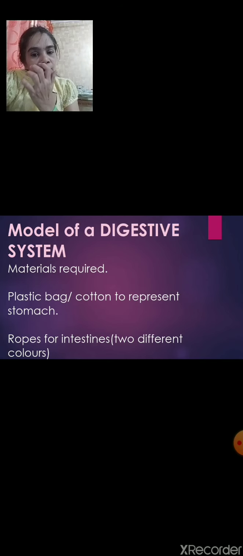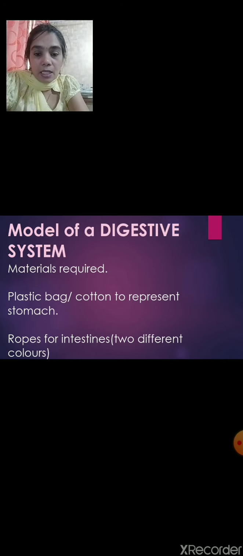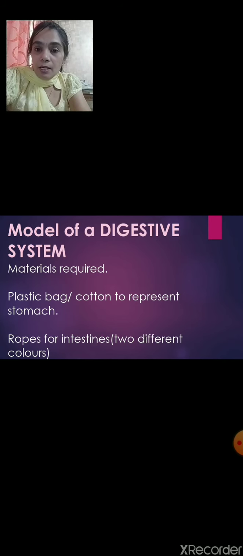You need a plastic bag, which we already have. In most of our homes we have a lot of plastic bags. You can use those plastic bags and cut one like a stomach. It's a bag-like organ. Or you can take some cotton, give it the shape of the stomach and stick it. All this you have to do in your scrapbook or on A4 size paper.